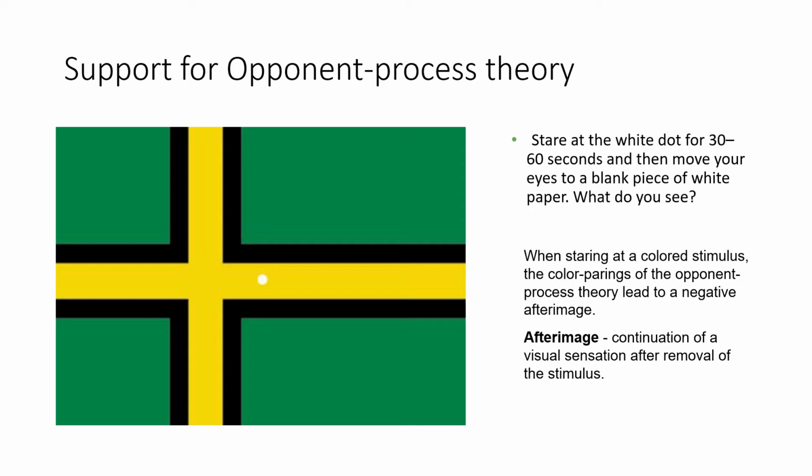a negative after image. An after image is a continuation of a visual sensation after the removal of the stimulus. And this is happening and can be explained by opponent process theory. And this is happening in our brains. It's not happening in our retina.